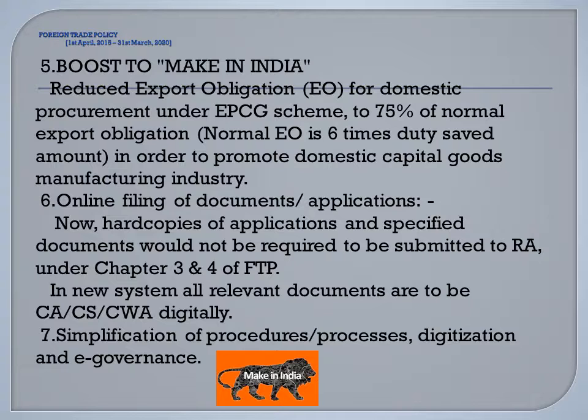Online filing of documents and applications. Now, hard copies of applications and specified documents would not be required to be submitted to RA under Chapter 3 and 4 of Foreign Trade Policy. In new systems, all relevant documents are to be CA or CS or CWA digitally signed.